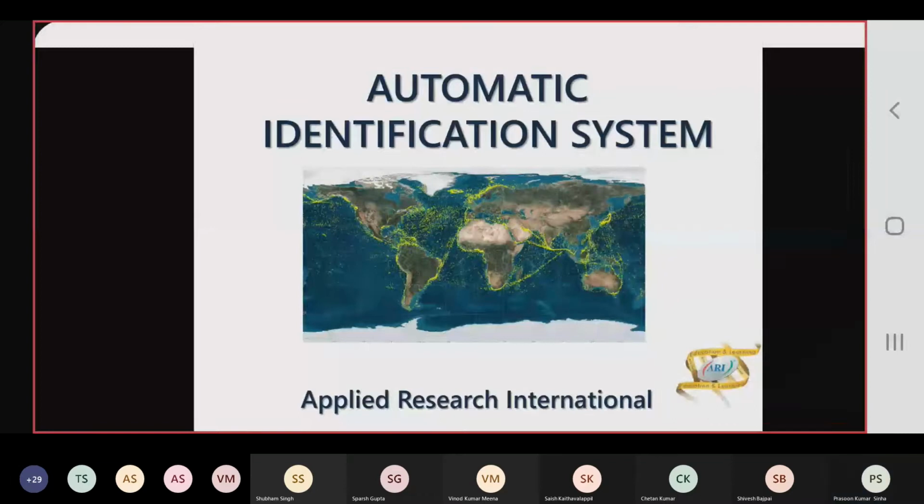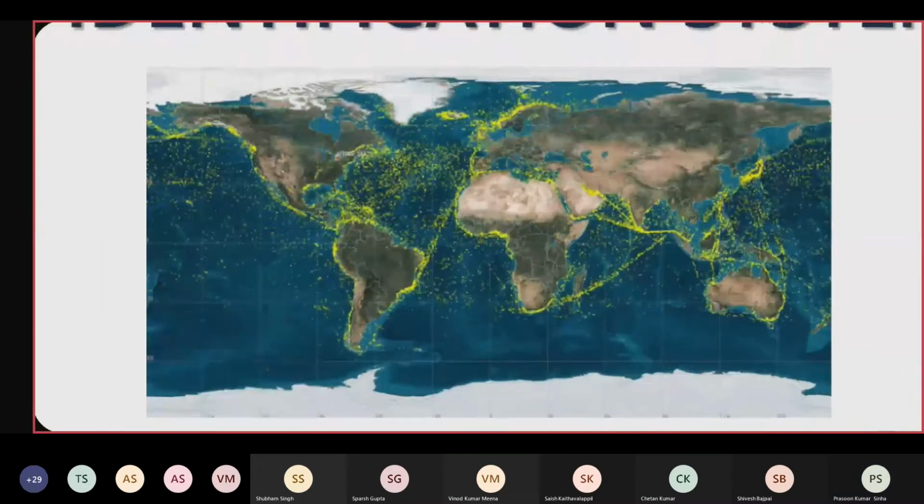All right. As you can see, these yellow dots are the various ships which are there in the world. This is world view of AIS transmissions. We said that it is working on VHF. The range is 30-40 miles. Then how are we getting this aerial view? How are we getting the satellite view?